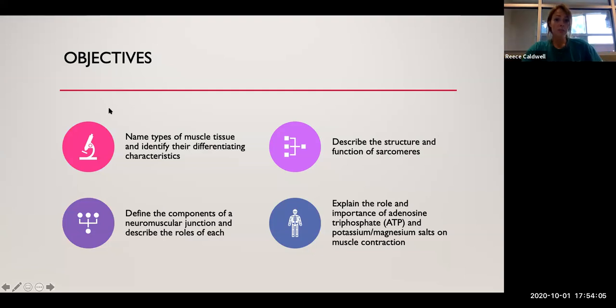So our objectives are going to be looking at the different types of muscle tissue. We're going to look at the structure and function of sarcomeres. We're going to look at the components of a neuromuscular junction. And then we're going to look at ATP, which we actually aren't going to be looking at. And we aren't going to be looking in that much detail at the neuromuscular junction. I'll save both of these for you to learn in lecture, but these two we will definitely be learning.